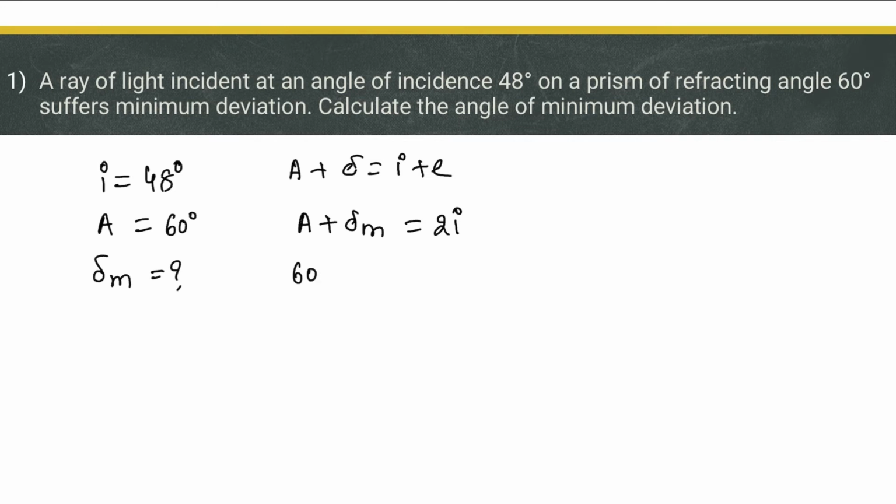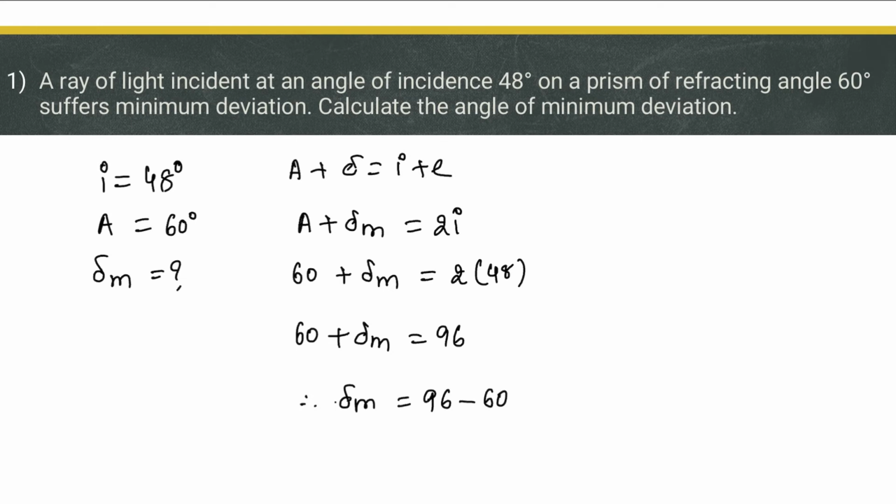Prism angle 60 degree, delta M we want to find out, is equal to 2 times the angle of incidence, which is 48. So 60 plus delta M is equal to 96. So delta M is equal to 96 minus 60, and hence delta m is 36 degree. So the angle of minimum deviation here is 36 degree.